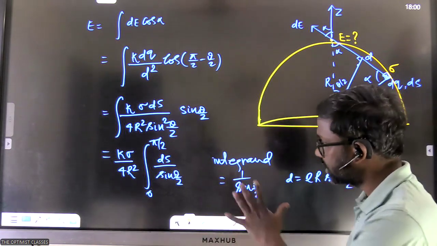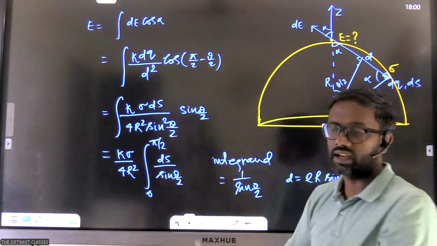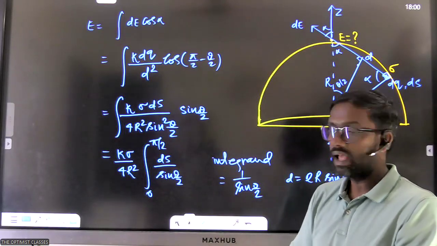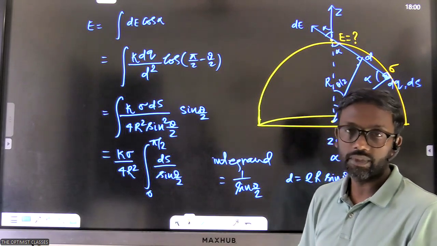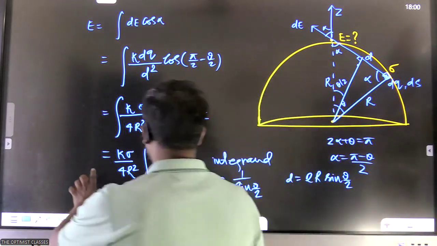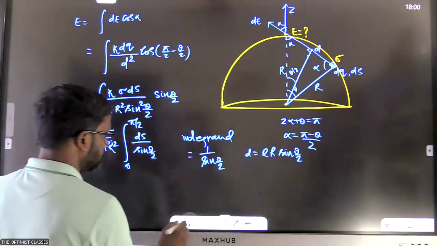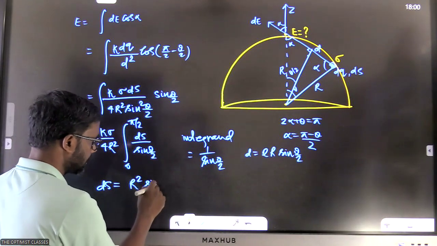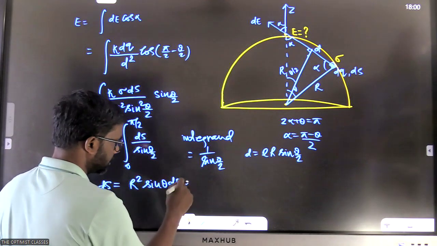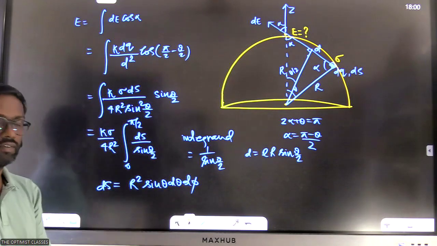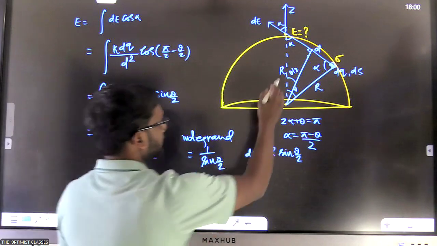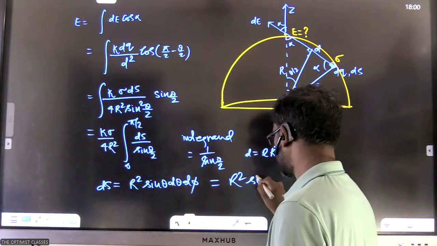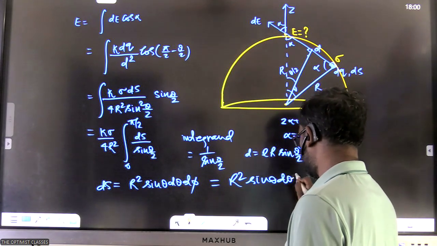Now if you put the value of ds here and do the calculation, it appears as if you are not making any mistake, and you end up getting a wrong answer. In spherical polar coordinates, ds will be equal to r square sine theta d theta d phi. The d phi integration will be 0 to 2 pi, so you can write it like this: r square sine theta d theta and 2 pi.